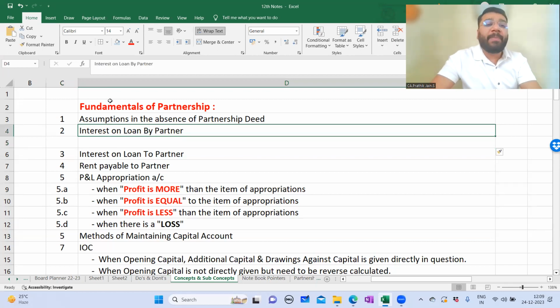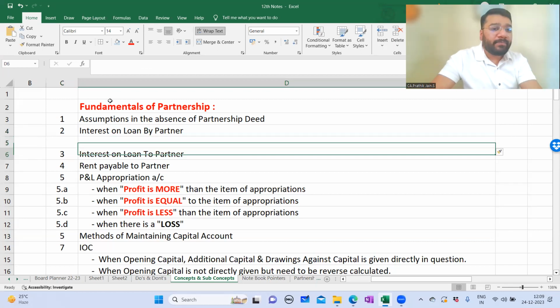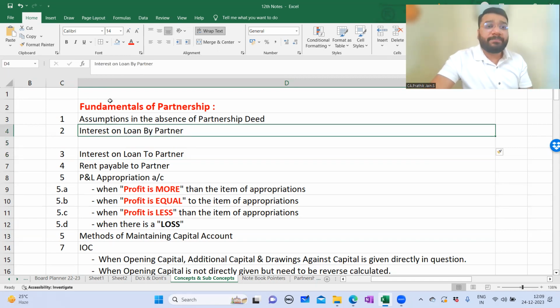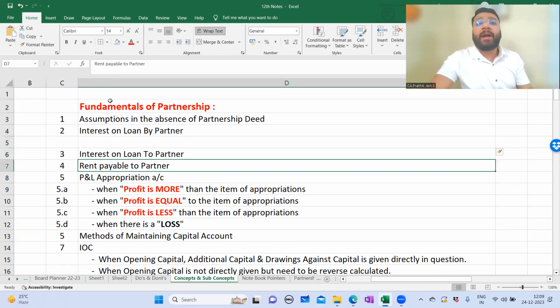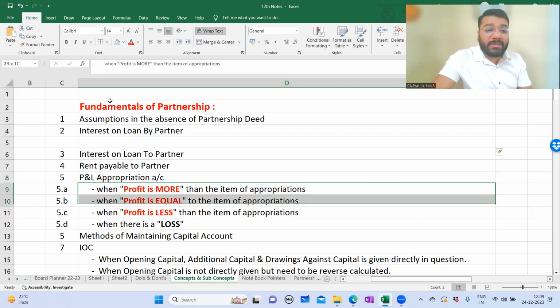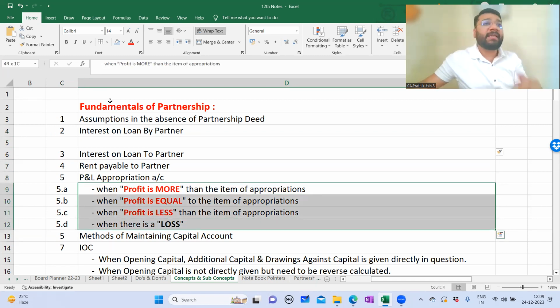So interest on loan by partner, what is the concept? What is the entry? Interest on loan to partner is another concept. For this also we have a set of journal entries, which is a little bit different from the previous one. Then rent payable to partner, what is the probable journal entry? Then P&L appropriation account: how to prepare it, what are all the items that will come in the P&L appropriation account, complete transactions. Under that there are 4 sub-concepts, which we'll be discussing today.